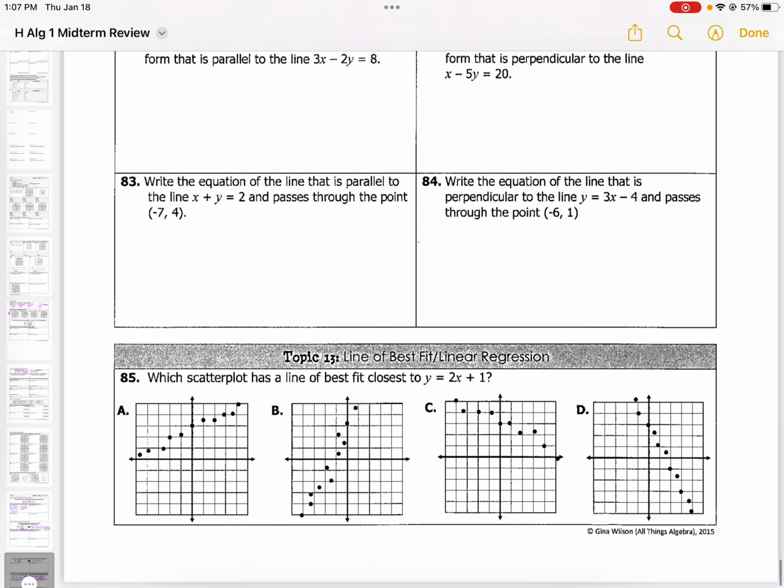And then the last topic is looking at which scatter plot would have the line of best fit close to y equals 2x plus 1.